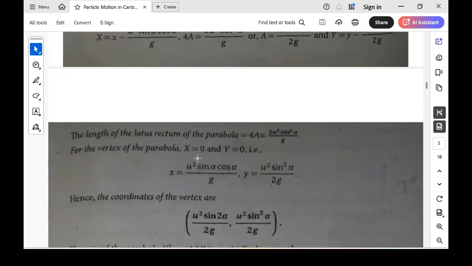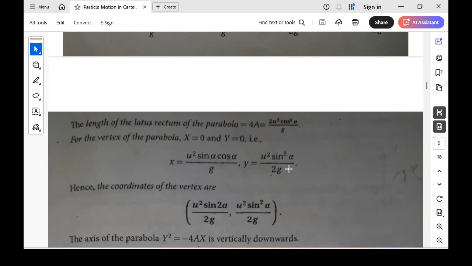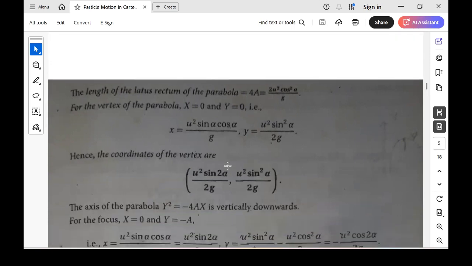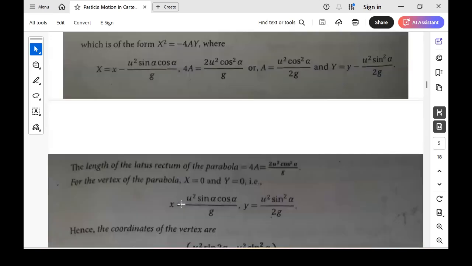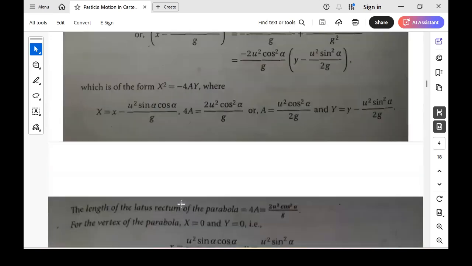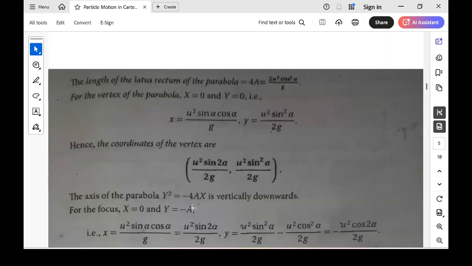And the vertex is what? It corresponds to capital X equals to 0, capital Y equals to 0. So capital X equals 0 means small x equals to this expression, and capital Y equals 0 means small y equals to this expression. So this constitutes the vertex of the parabola forming the trajectory. Okay, and these are the coordinates of the vertex. And what else? We can find the axis of the parabola. What is the axis of the parabola? Vertically downward. Why downwards? Because minus is there, right. There is a bit of a mistake here. They are writing x square minus 4y and y square minus 4a. So x square equals minus 4a is vertically downwards.